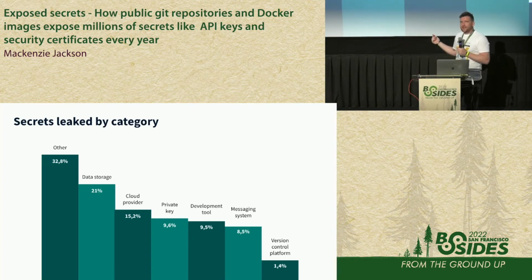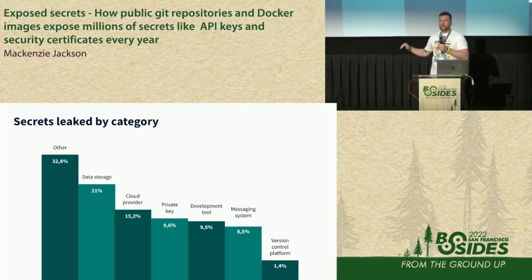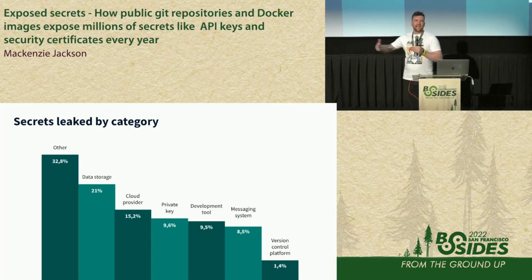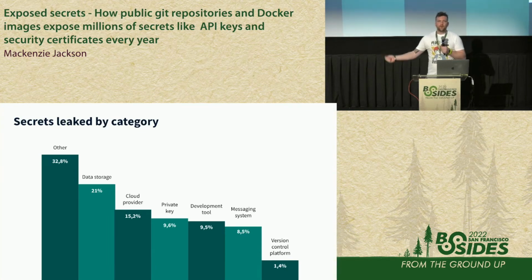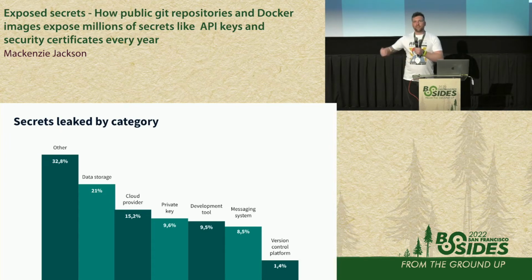Messaging systems was 8.5%. Now, messaging systems is one of my favorite because they're everywhere. People don't seem to control them too much. They hand them out willy-nilly. But what you can do with a messaging system key is if it's a Slack key, then you can use it to post internal phishing campaigns. So if you get an internal message from Slack to say, hey, change your password, you're much likelier to trust that than a Nigerian prince who's just emailed you.